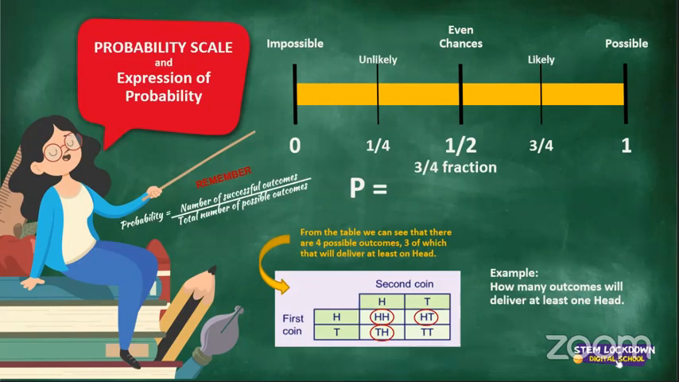So yes, P equals 3 over 4, written as a fraction. Now, if we write that as a decimal, who can tell me what would be the decimal for this equation? What is 3 over 4? Remember, what is 3 over 4? It's 3 divided by 4.